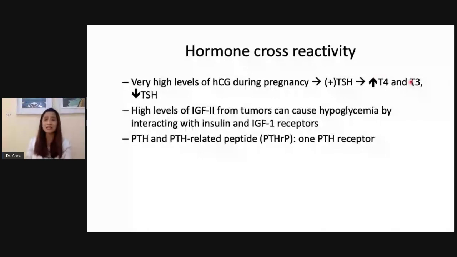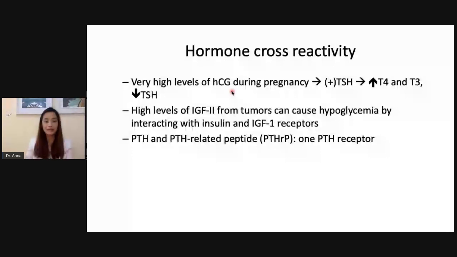And because of the increase in your T3 and T4, the increase in T4 and T3 will now send a negative feedback to your pituitary to suppress TSH. And this is all because of the action of HCG on the thyroid gland, or your TSH receptor activation, during pregnancy. Okay.